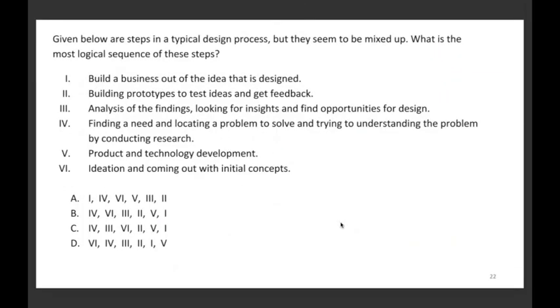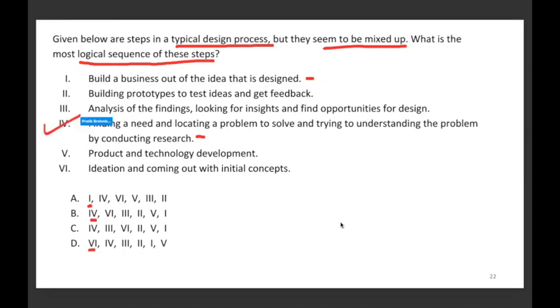Given below are steps in a typical design process, but they seem to be mixed up. What is the most logical sequence of these steps? So when I look at the option, either it's 1, 4, or 6, which is the first step. 1 says build a business out of the idea that is designed. 4 says finding a need and locating a problem to solve and trying to understand the problem by conducting research. And 6 says ideation and coming out with initial concepts.